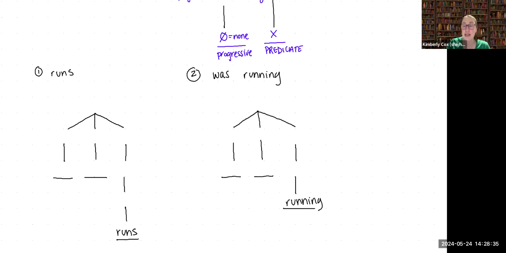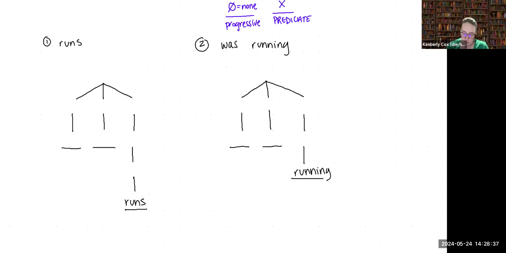So we're going to look at runs and was running. Okay. So with runs, we're going to start with the inflection phrase, because it gives us a clear place to start: we know we have to identify tense and we have to indicate whether or not there is an auxiliary verb. So here we just have runs, right? So that would be present tense. There's no verb that precedes it, so there's no auxiliary verb. So we're just going to put a 0 there.